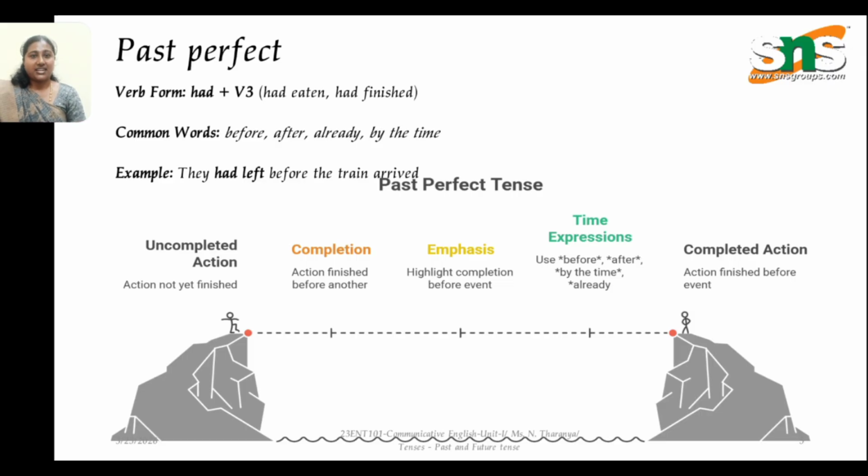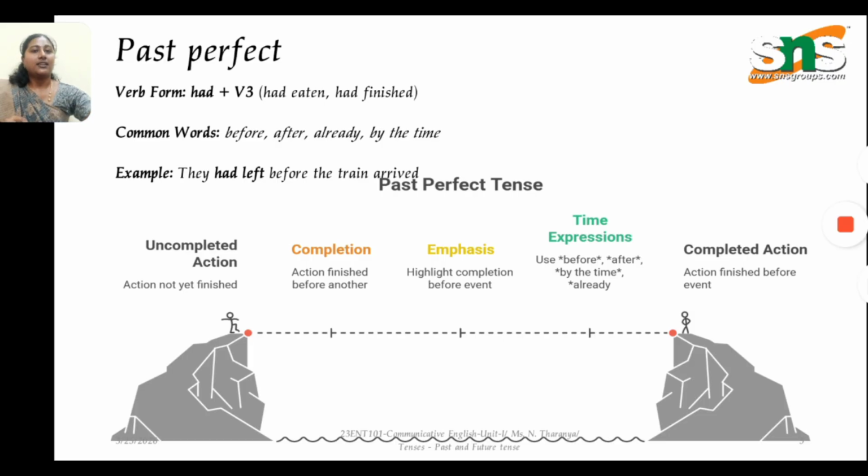I had lunch before they arrived. That means I had completed my lunch before the people arrived. Emphasis, highlight completion before an event. Something is completed before another event took place, but everything happened in the past. So for this emphasis we can use past perfect tense. Time expressions, use before, after, by the time, already. So in order to express past perfect tense we can use all these time expressions. Completed action, action finished before the event.